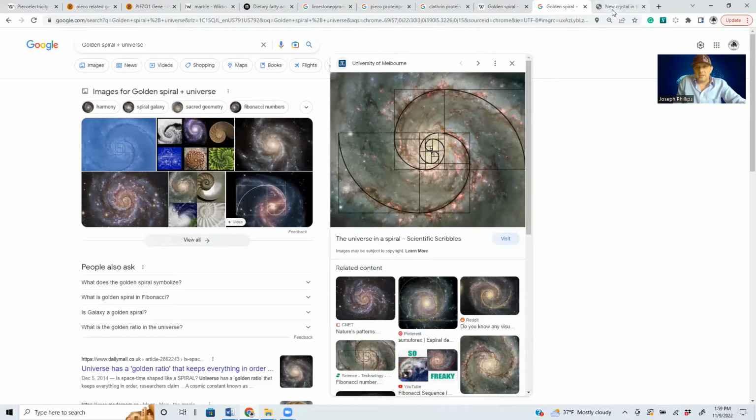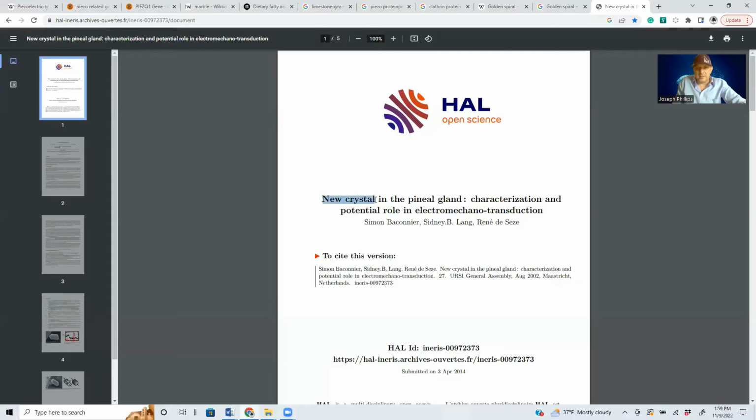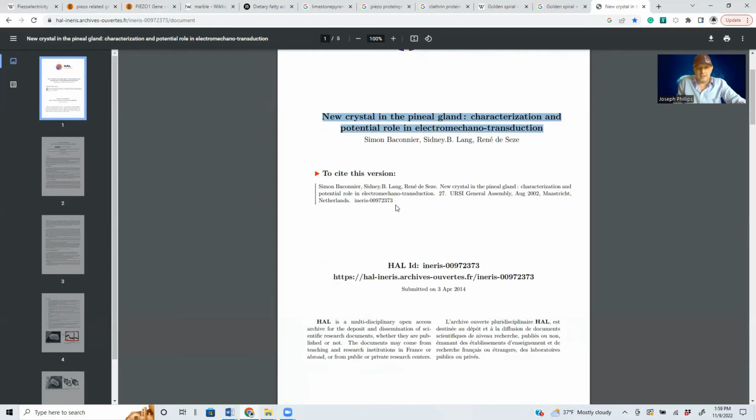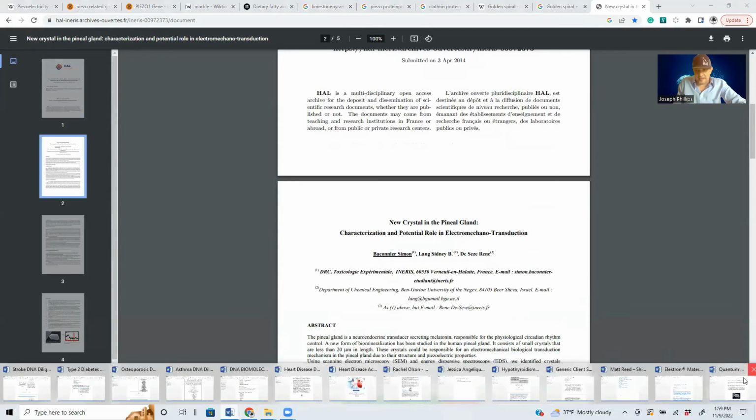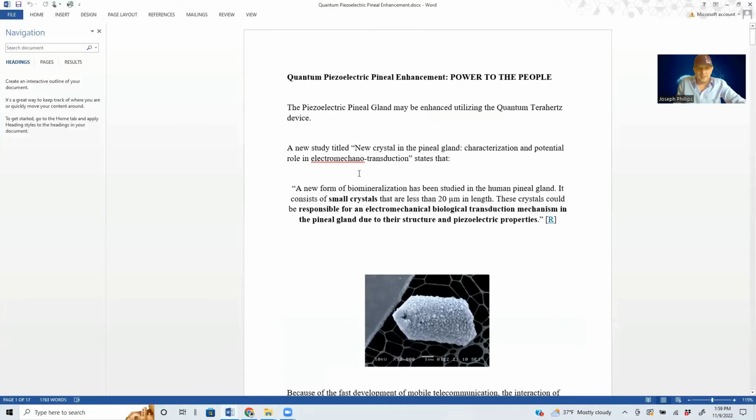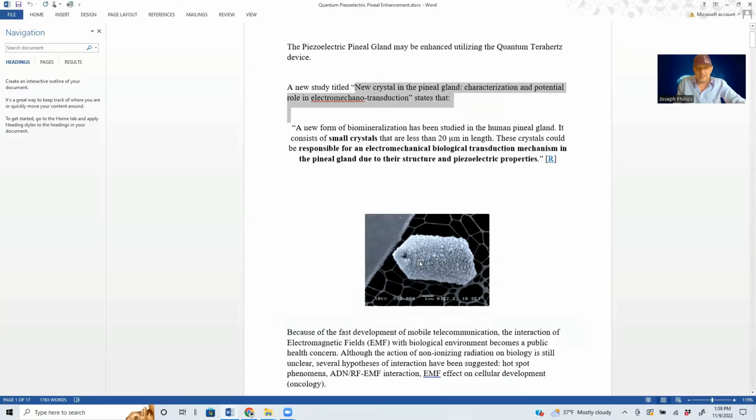Okay, so here's where it gets really interesting. New crystal in the pineal gland found. Characterization and potential role in electromagnetic transduction. Okay, and I actually put a paper together about this a little bit earlier, a few months ago. But it has piezoelectric properties. So I'm pulling this right out of that study.